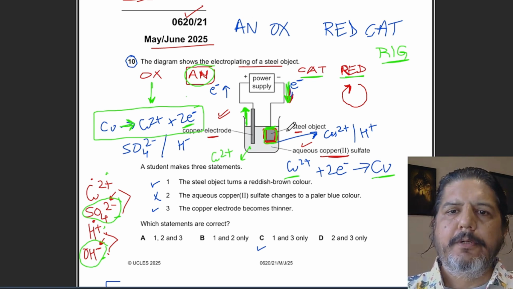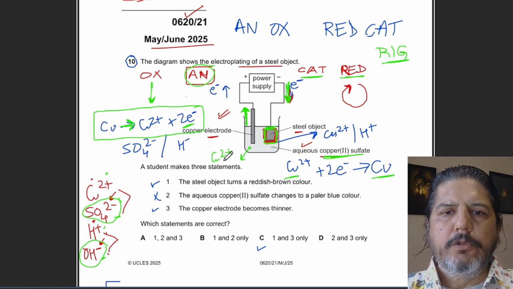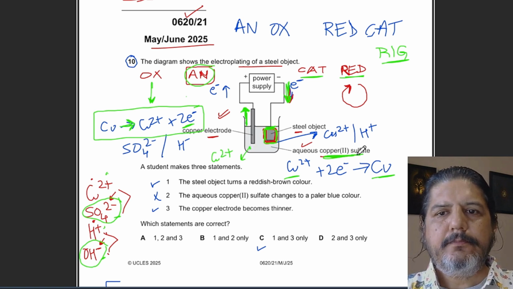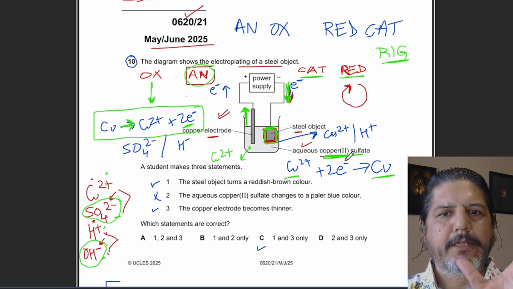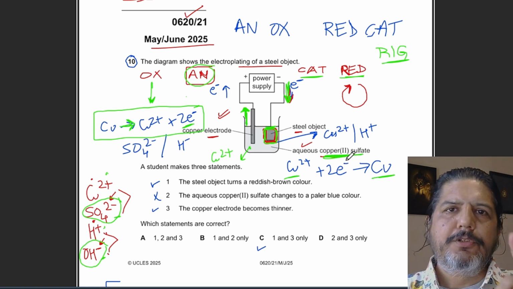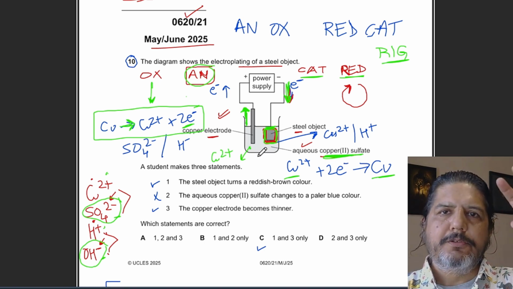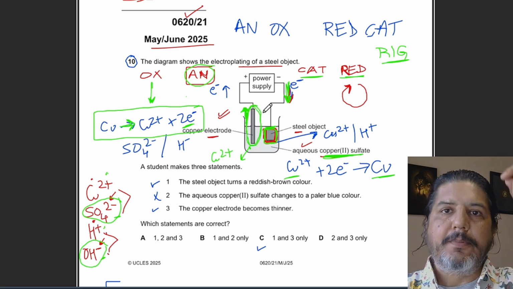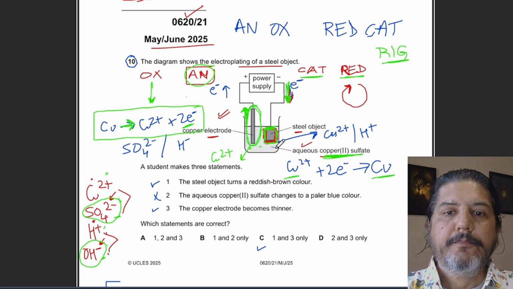Now, another thing that you remember is that we have copper sulfate with Cu2+. We have aqueous copper sulfate solution in our container. The concentration of Cu2+ will always remain the same, because the anode is supplying Cu2+ ions. So concentration here will remain same.